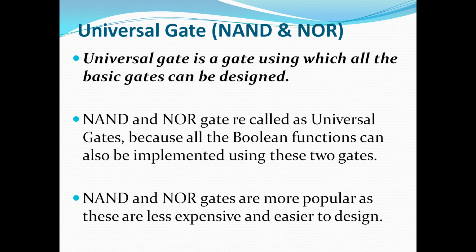Using only the AND gate, it is not possible to perform other operations. But if you use the NAND gate and NOR gate, it is possible to perform all the operations. That's why NAND and NOR gates are more popular: they are less expensive and easier to design the logic gates or Boolean functions, or you can say the basic gates.